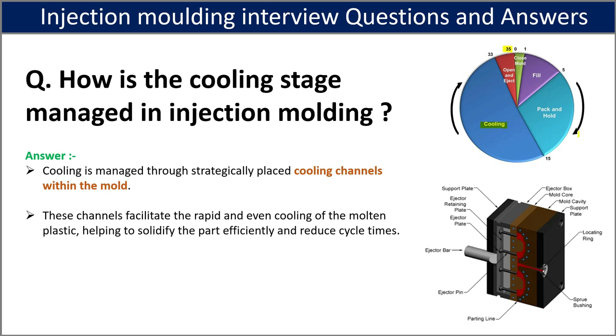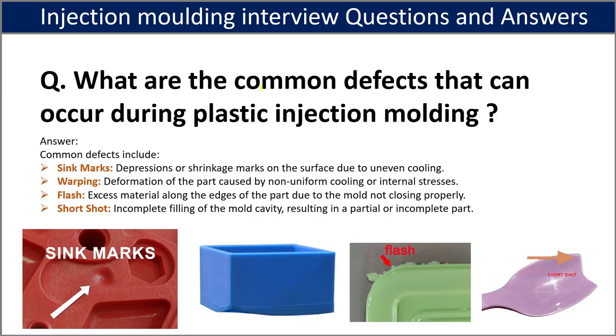Because most of the cycle time is consumed by cooling, more than 50%. So this channel facilitates rapid and even cooling of the mold, and even cooling of the plastic, and it helps to solidify the part efficiently and reduces the cycle time. The next question is, what are the common defects that can occur during plastic injection molding?